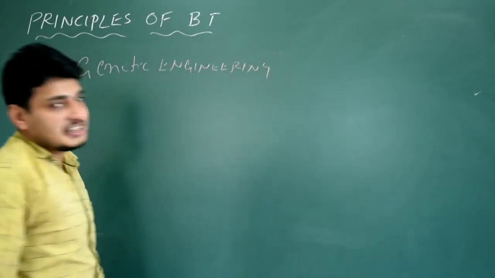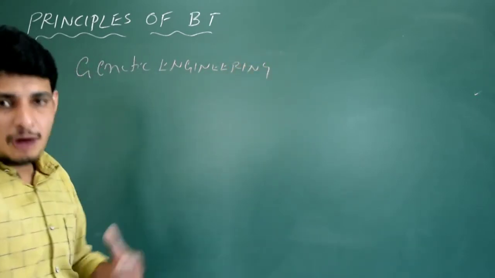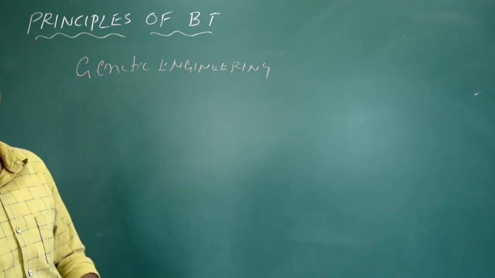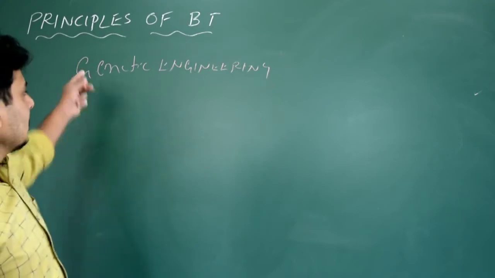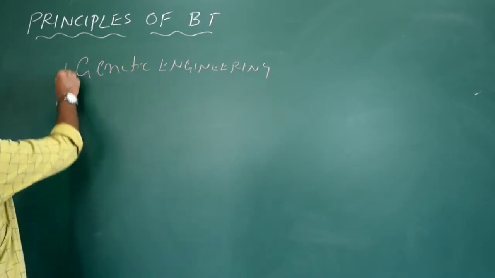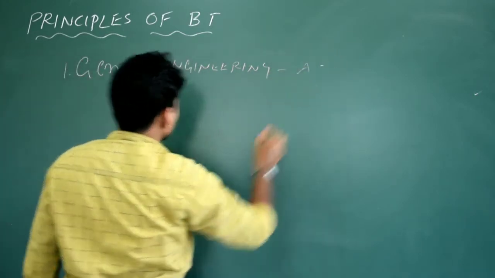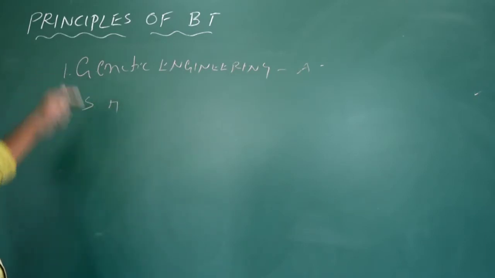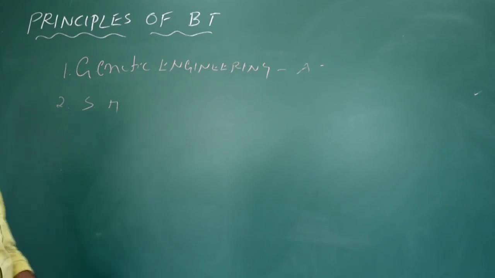So genetic engineering is the main name. In that you have to alter the chemical nature of the DNA, the foreign DNA and the vector DNA, that is nothing but plasmid DNA. Okay, so that is the first step, genetic engineering. In that you have alteration and all this stuff. Second one is sterilization methods. Okay, so these are the two important core techniques or principles of biotechnology.